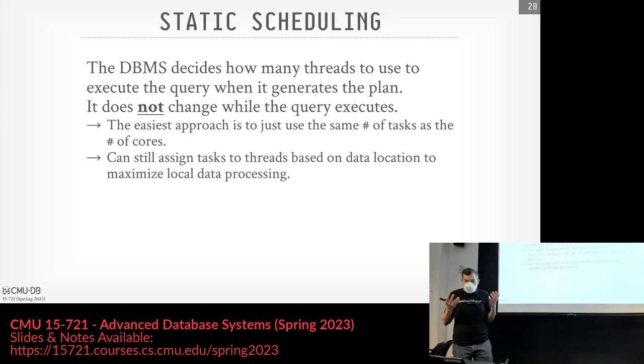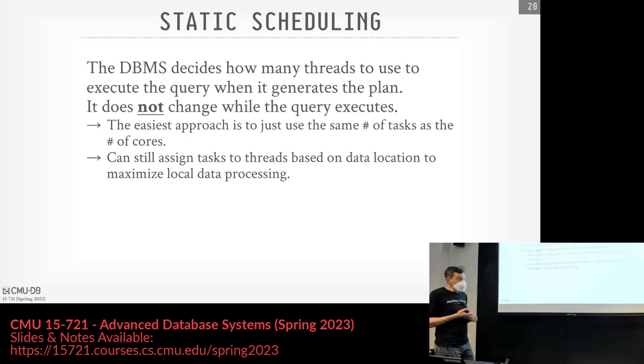Right, it's the easiest thing to do because I just say, all right, I have the same number of tasks as the number of cores. Assume that the tasks within my task set for a pipeline are all going to run the same amount of time, and I just shove those out and I'm done. And I can do a really simple first come first serve policy where the priority in which queries get executed depends on at what time they showed up to the system. Right? That's the most naive thing to do.